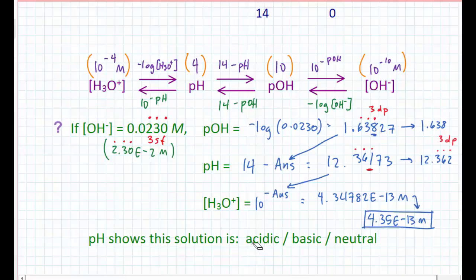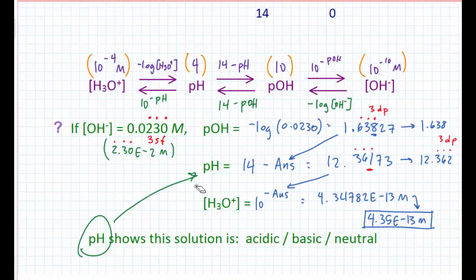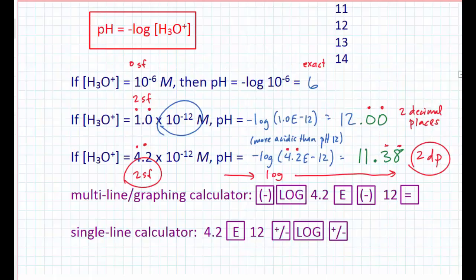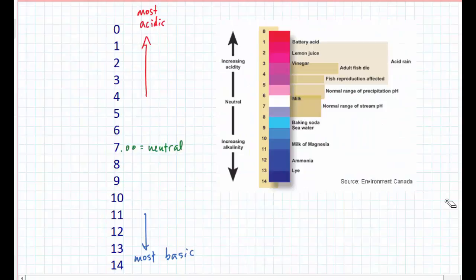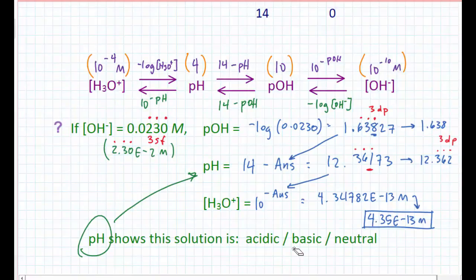If you're asked if a solution is acidic, basic, or neutral, it's easiest to look at the pH. pH at 12 point something, what does that mean about the solution? Yeah, it's basic. Here's our pH scale. 7 is neutral. There's the acidic end. Here's the basic end. We were writing here pH 12 point something. Okay? So pH greater than 7.00 is a basic solution. Okay?